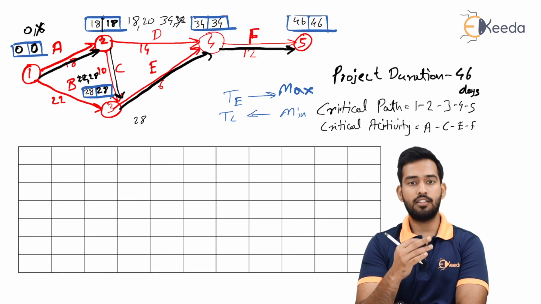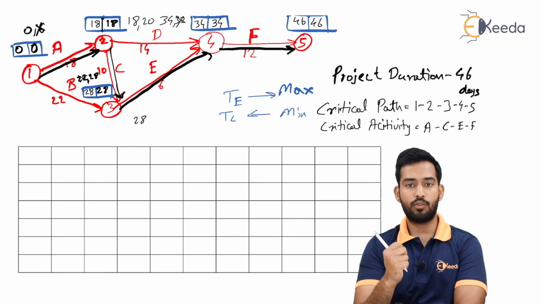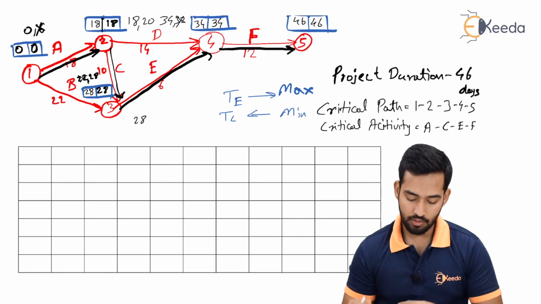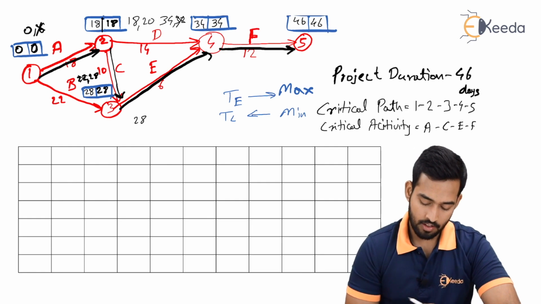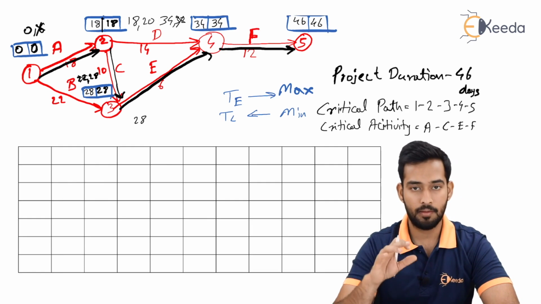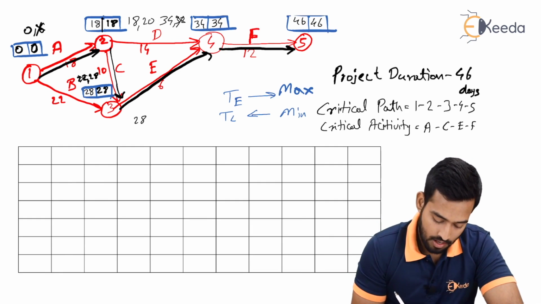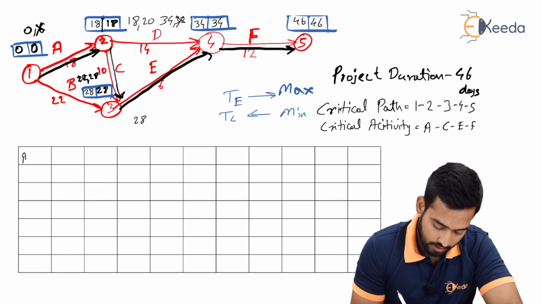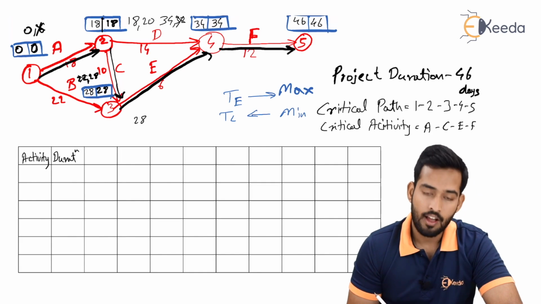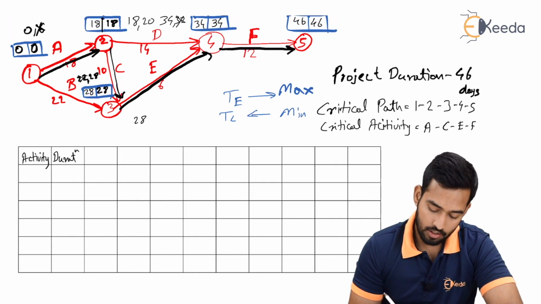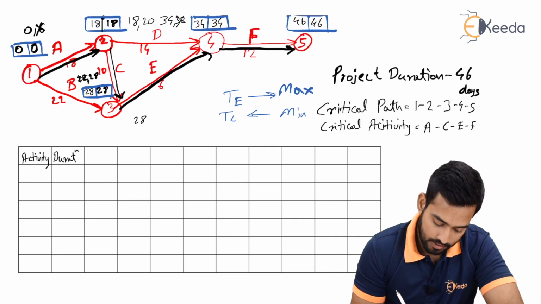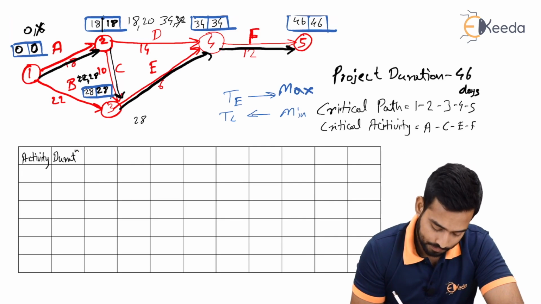Now the third task is to calculate what? To calculate floats. So how will you calculate float now? To calculate float, I have made one table. In this table, we directly calculate float. So first we have to write down the activity. Then next is the duration of that particular activity. So we'll write down the activities representing nodes.